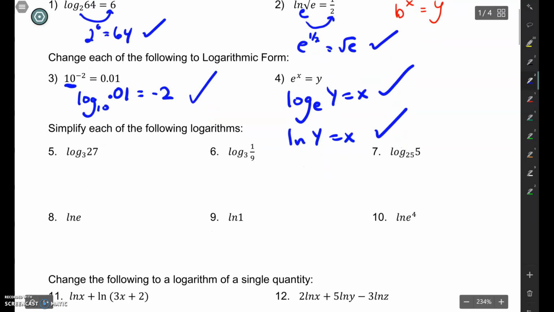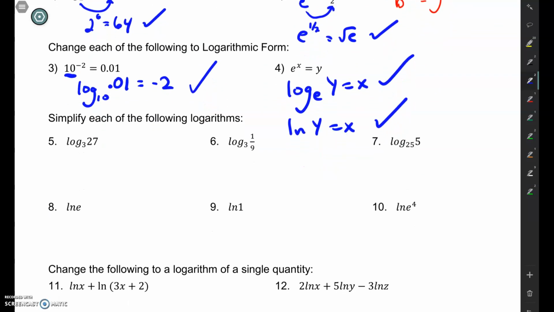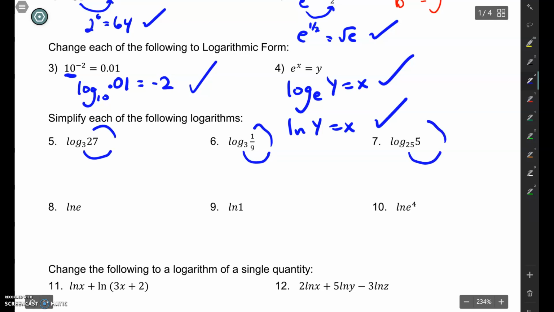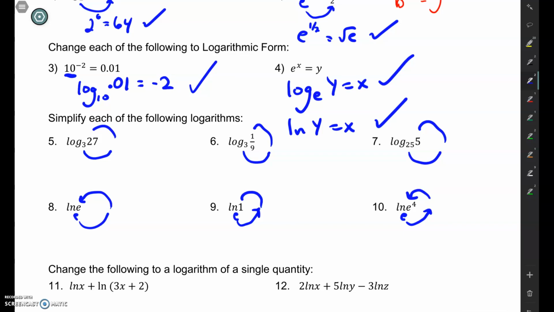Okay, moving on. Simplifying. If you see simplify, it's probably going to just end up being a number. 3 to the what power is 27. 3 to the what power is 1/9. 25 to the what power is 5. E to the what power is e. E to the what power is 1. And e to the what power is e to the 4th. So that's just 4. But yeah, I think you can figure those out as long as you know how to go around the world.